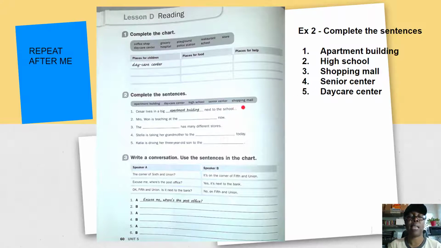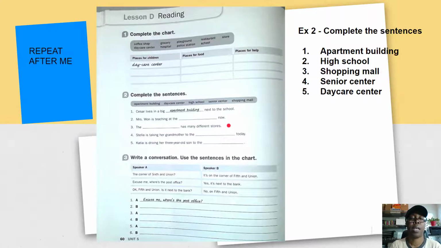So repeat after me as I read each sentence with the answer. Number 1, Caesar lives in a big apartment building next to the school. Caesar lives in a big apartment building next to the school. All right, very good. Number 2, Mrs. Juan is teaching at the high school now. Mrs. Juan is teaching at the high school now.